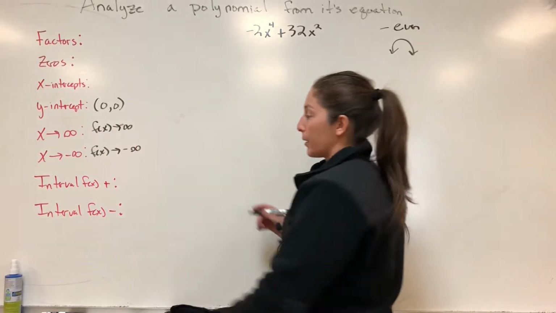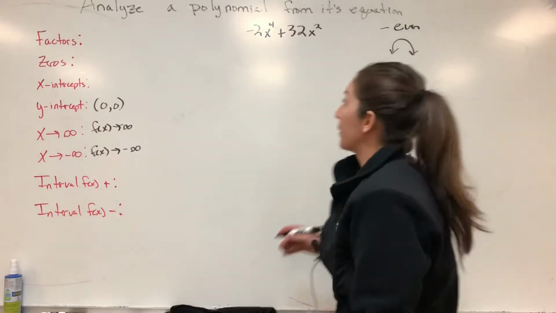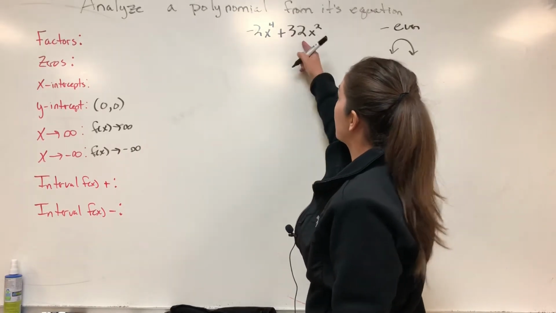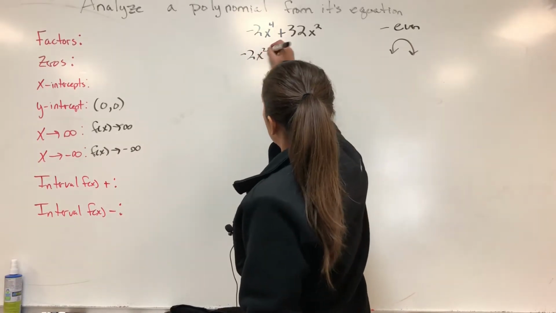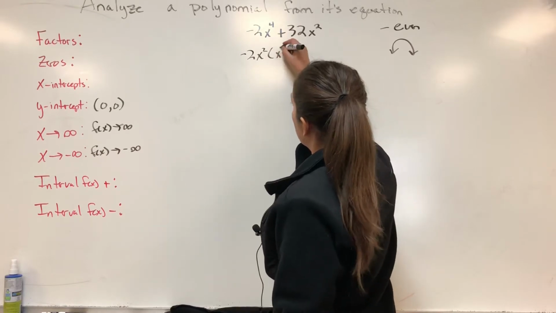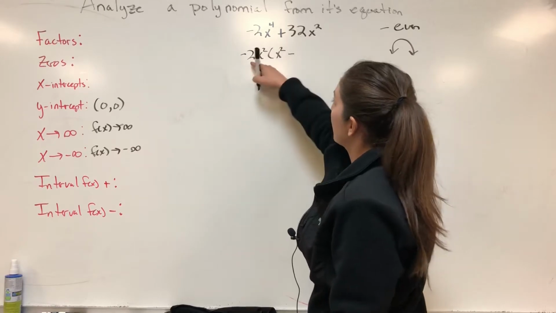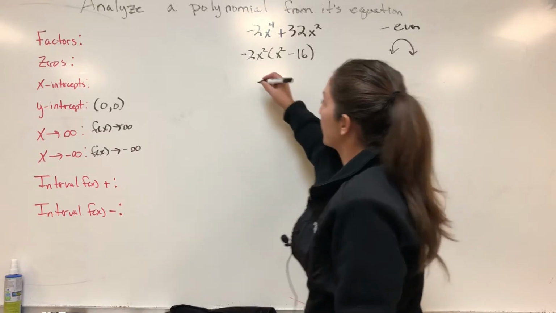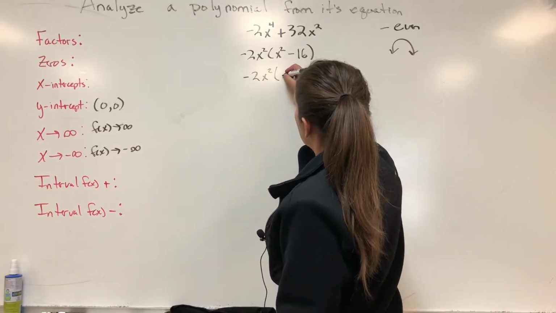Then for the rest of my information, I first need to figure out my factors, and then I can go from there. Both terms at least contain an x squared and a 2, and I'm going to pull out the negative. So negative 2x squared comes out, which leaves me with x squared here, and negative 32 divided by negative 2 is 16, so 16. Oh look, we can factor that further: x plus 4, x minus 4.